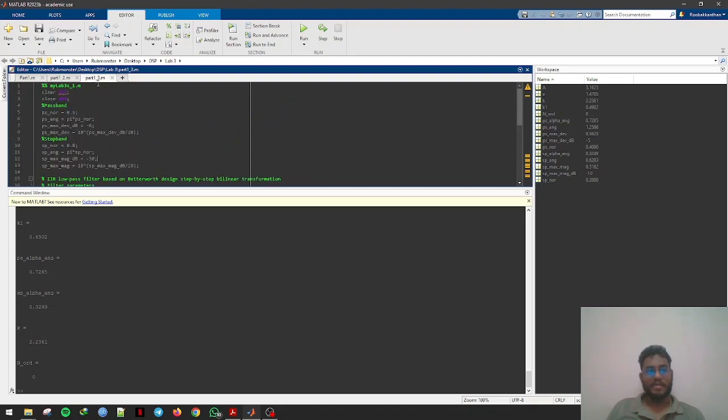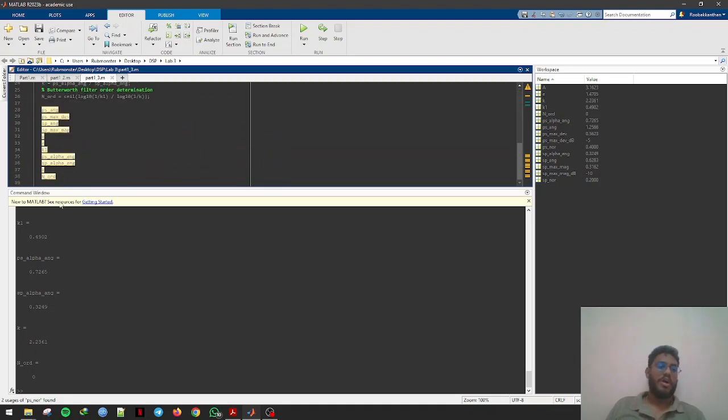For the second example, I changed my PS nor to 0.5 and SP nor to 0.8. For the PS max dB, -6 and SP max dB to -30. So we run this. I got N equal to 3 and K equals 0.3249 and the K1 is 0.0546 and A is 31.